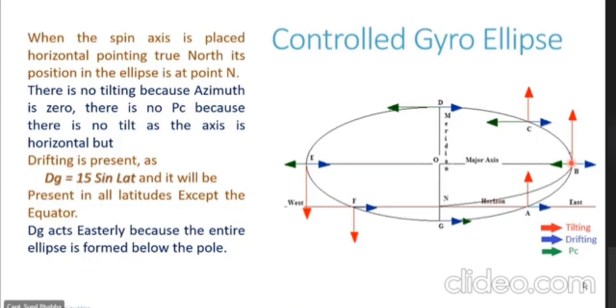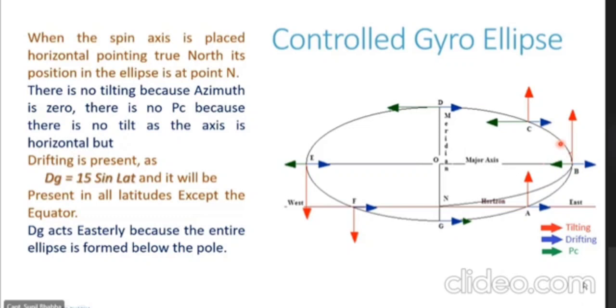Now, as soon as it moves upwards, what is going to happen? As it moves upwards, the tilt is going to increase further. If the tilt increases, control precession is going to become more powerful and it is going to overpower the drifting vector. When the control precession becomes more powerful, it tries to bring back the spin axis towards the meridian. We have a westerly control precession, so it takes the spin axis in the westerly direction towards the meridian. So you see, after crossing point B, the spin axis starts to move westwards.